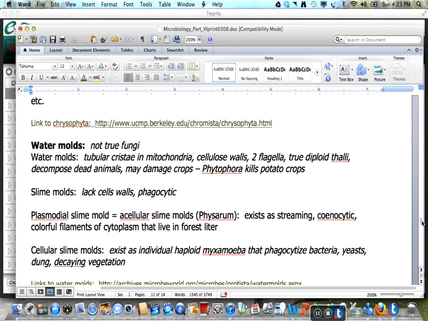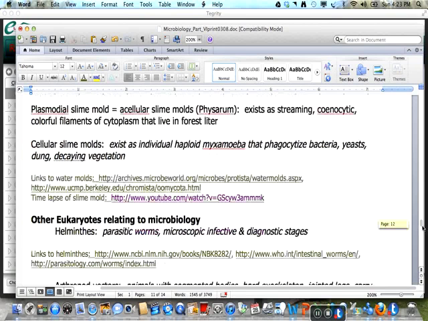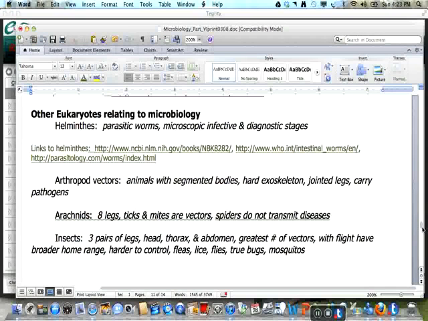The plasmodial slime molds or acellular slime molds include Physarum. They exist as streaming, coenocytic, colorful filaments of cytoplasm that live in forest litter. The cellular slime molds exist as individual haploid myxamoebae. They phagocytize bacteria, yeast, dung, and decaying vegetation. So there's a time-lapse video here of a slime mold moving if you're not sure what slime molds look like.